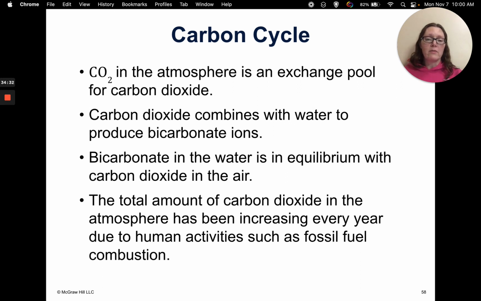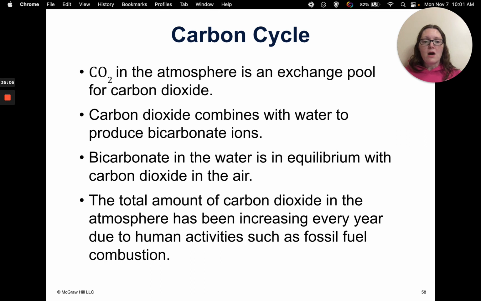And so global warming is being caused by an excessive amount of carbon being released into the atmosphere and making a big blanket on the earth, making the earth warm up much faster than it should. Carbon dioxide combines with water to produce bicarbonate ions. And this is creating acid rain problems, the carbon dioxide combining with the water making acid rain.